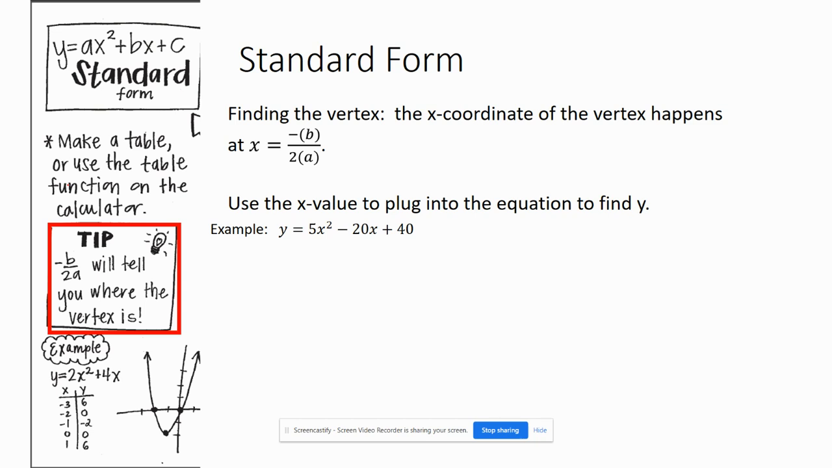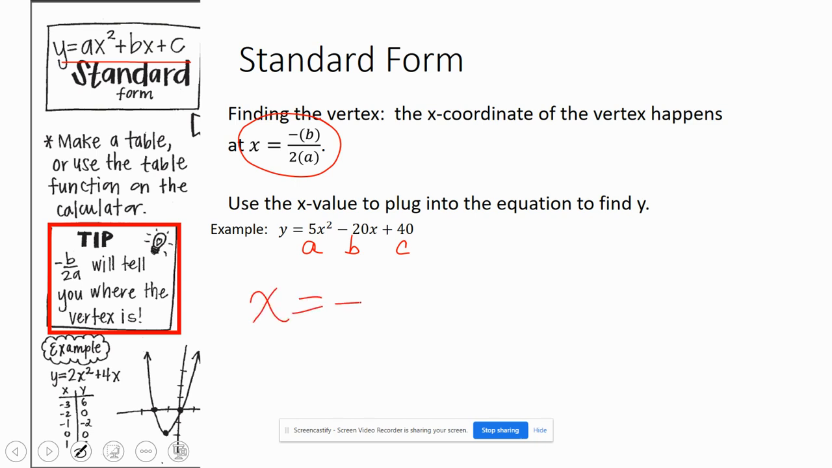You've got to figure out, where does this graph have a line of symmetry? And to do that, we'll use the formula for axis of symmetry, which is right here, negative b over 2a. So if I give you an example, y equals 5x squared minus 20x plus 40, first thing we're going to do is label a, b, and c in our formula. A is attached to the x squared term, b is attached to the x, c is the constant. And then you fill in the formula.